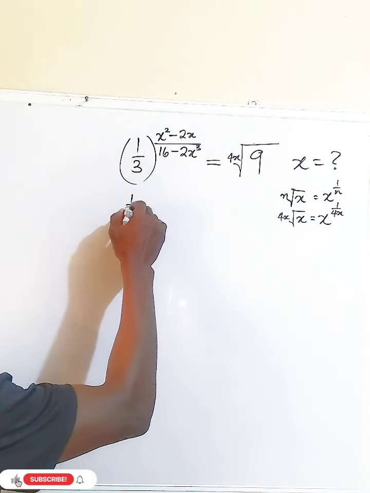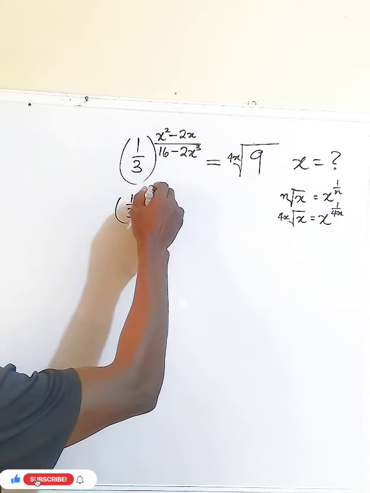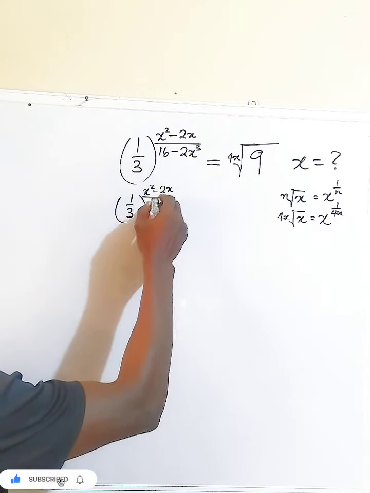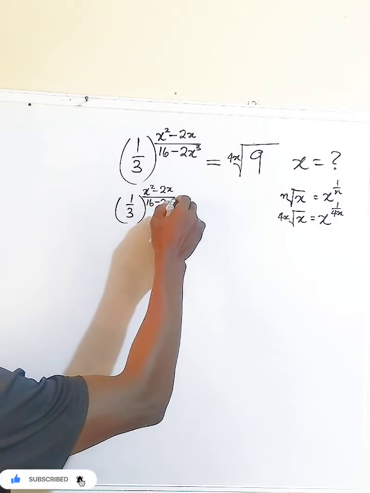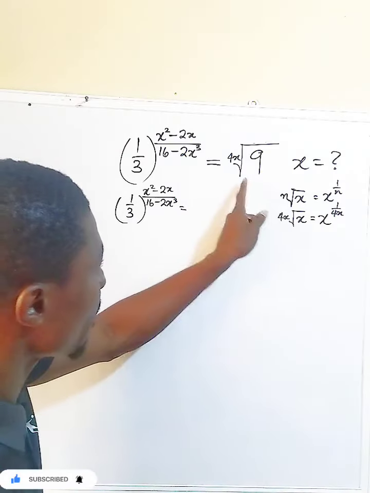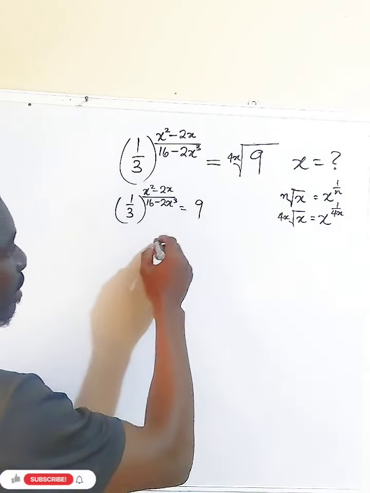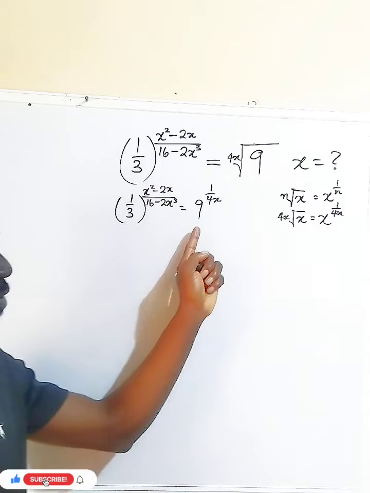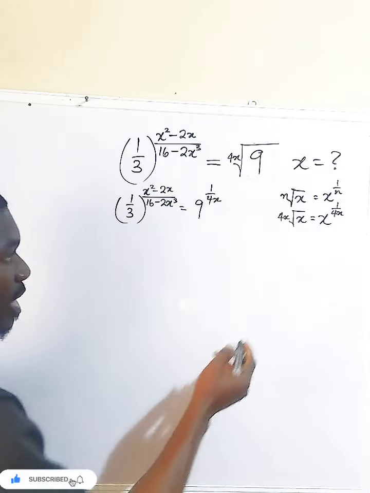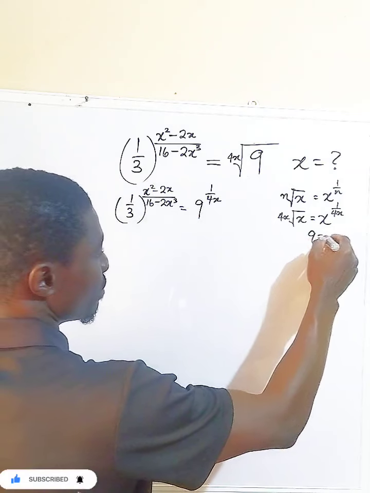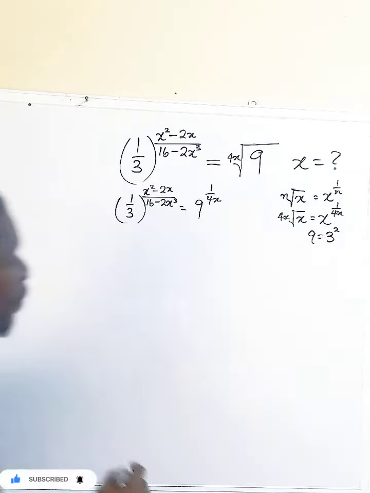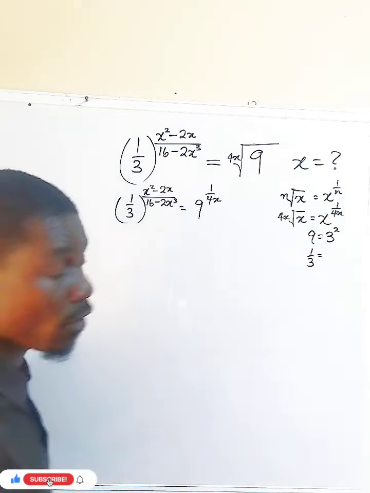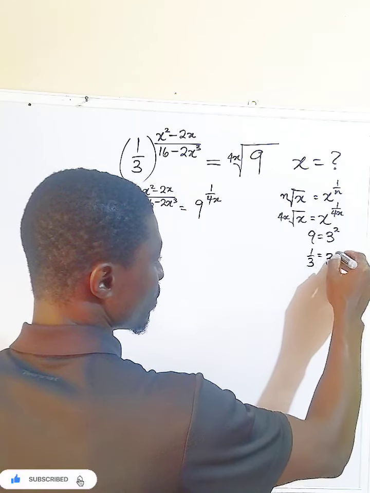Now if this is true, let us apply it here. So here you have (1/3) all raised to the power of (x² − 2x)/(16 − 2x)³, then equals, applying this rule, 9 raised to the power of 1 over 4x. But we still have to reduce 9 to the base of 3. Now take note that 9 can also be 3 raised to the power of 2, and at the same time 1 over 3 in index form will give us 3 raised to the power of minus 1.